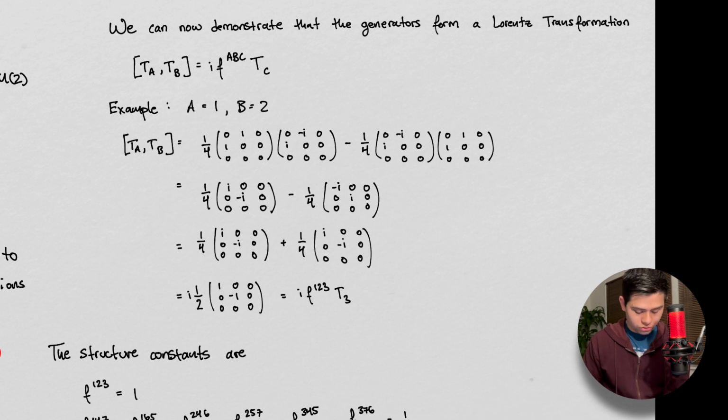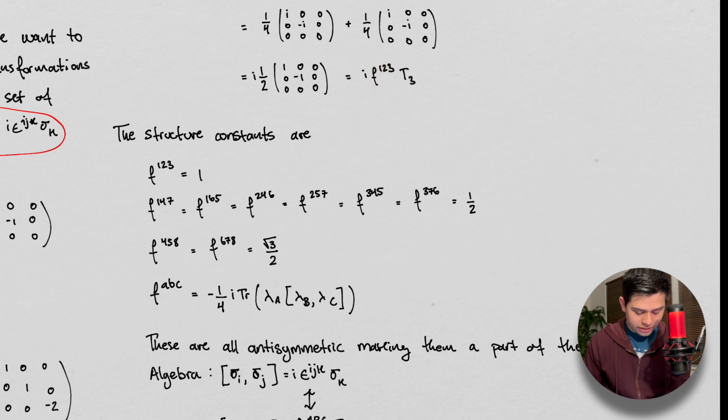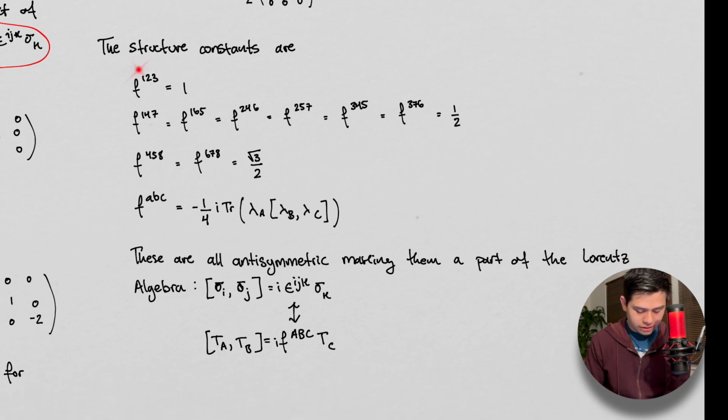The structure constants, these f guys right here, all look like this, right? And they're all anti-symmetric. We can calculate them in this way. We're not going to go through that derivation.